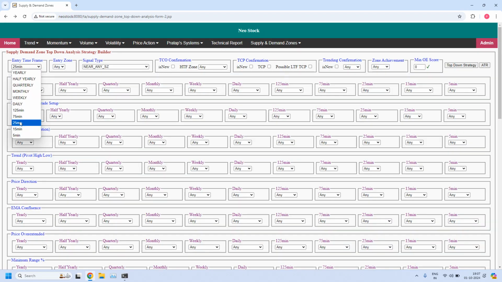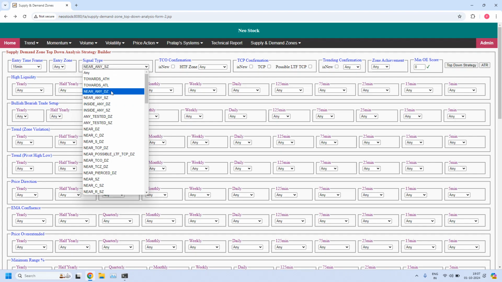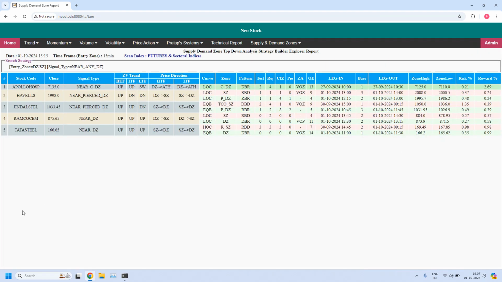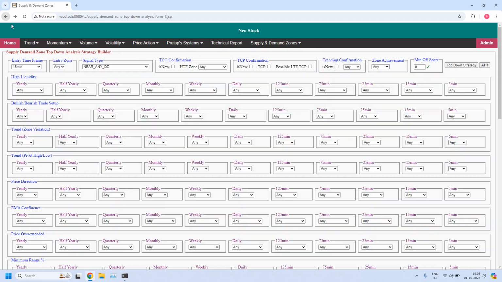Next, for the 15 minutes time frame, let us find the stocks near the 15 minutes demand zone. 5 stocks are filtered. Let's verify if any of these 15 minutes demand zones have confluence with the 75 minutes demand zone. That is ITF confluence. If LTF is 15, its ITF is 75. So let's verify.